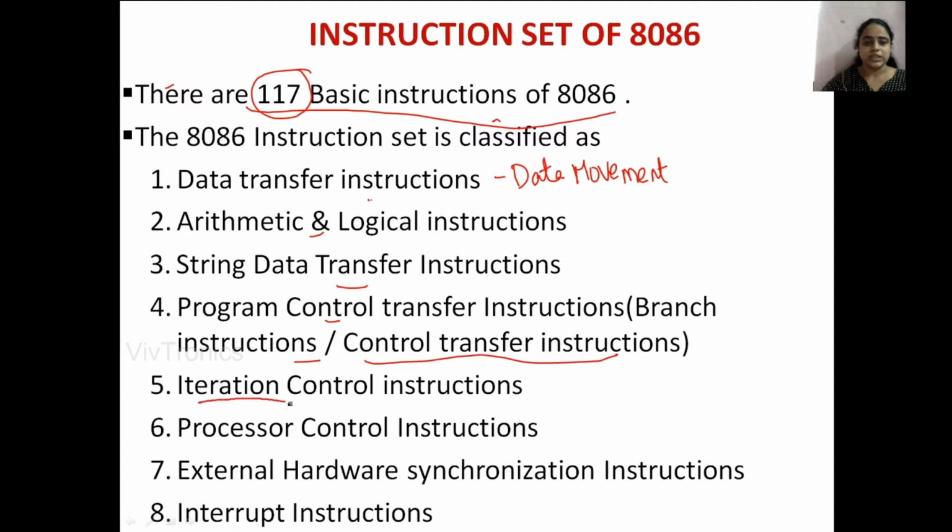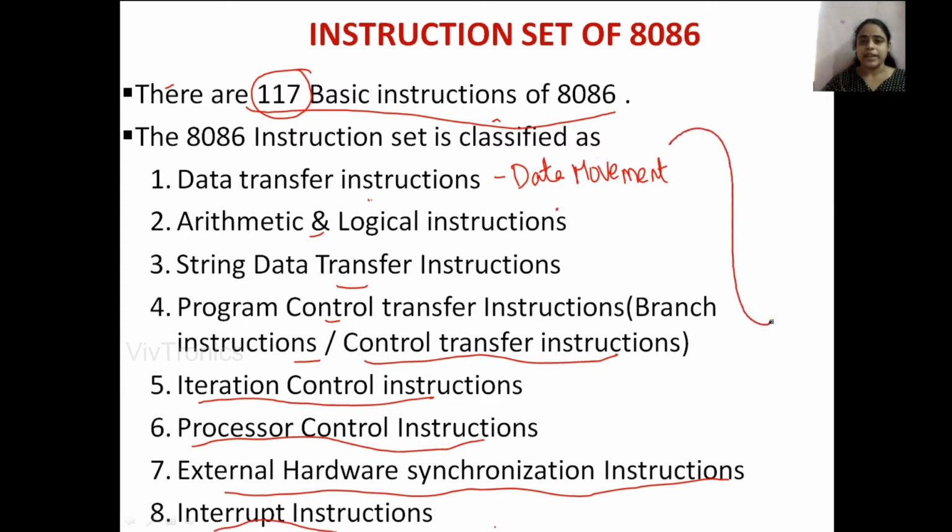Fifth one is iteration control instructions. Sixth one is processor control instructions. Seventh one is external hardware synchronization instructions. Eighth one is interrupt instructions. Okay, so these are the complete 8 categories of the instruction set of 8086. So the total number of instructions is 117.